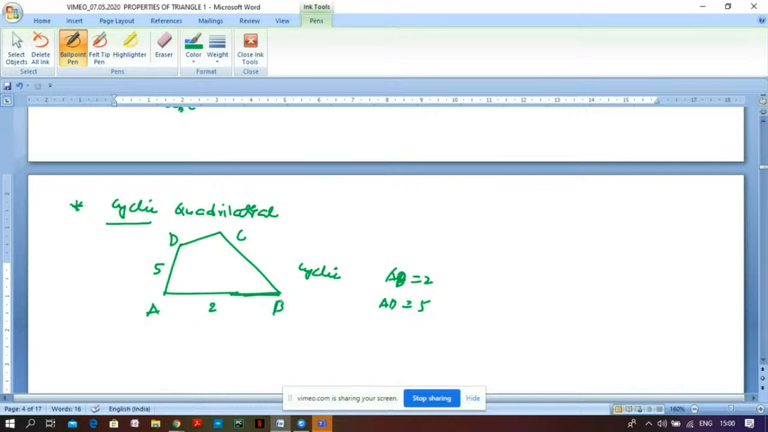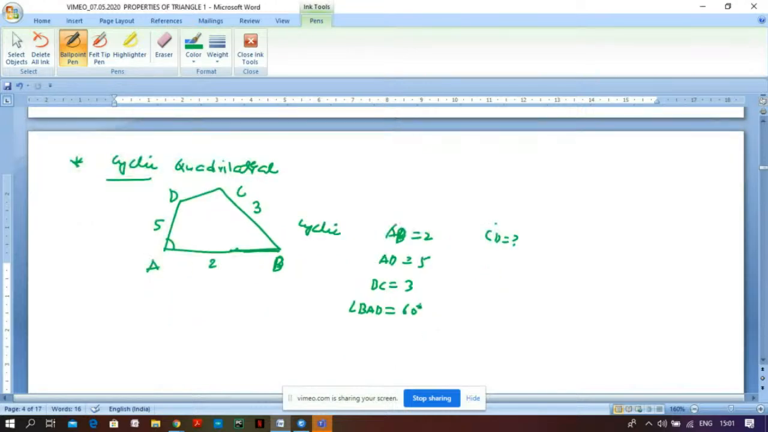That's what the saying goes. Now, AB is 2 and AD is 5. So 2 and 5. And BC, of course, the third side, is given to be 3. And you want to find DC. So BC also is given to be 3, and you want to find CD. And one more piece of data, that you are given this angle at 60 degrees. So angle BAD is given to be 60 degrees. So that's quite good actually.